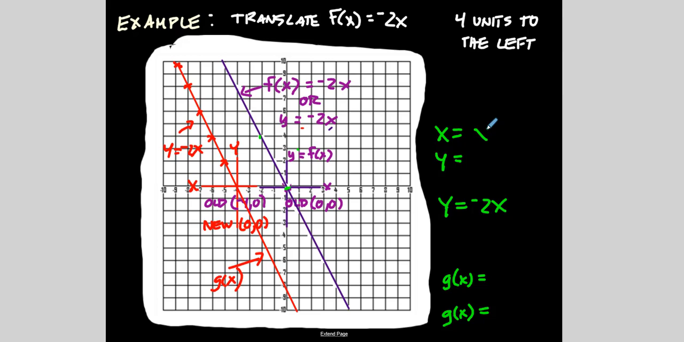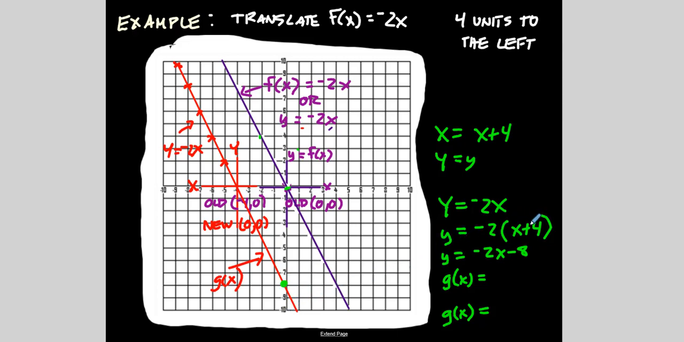This will be big X, I'm sorry, little x, big X will be little x plus 4. Y does not change. So now here I make the substitution: big Y I replace with little y, and I replace big X with quantity little x plus 4. So you could write this as y equals negative 2x minus 8. In this problem you can see there is your y-intercept right there, which is negative 8.